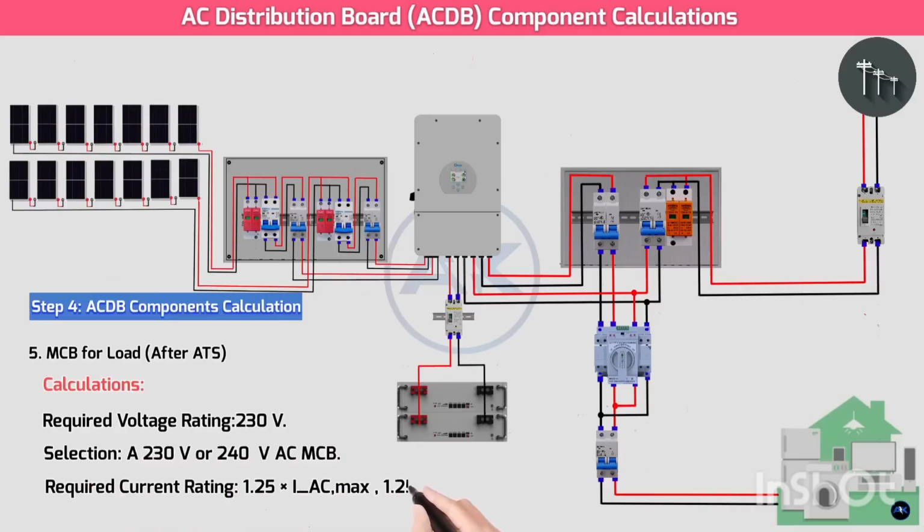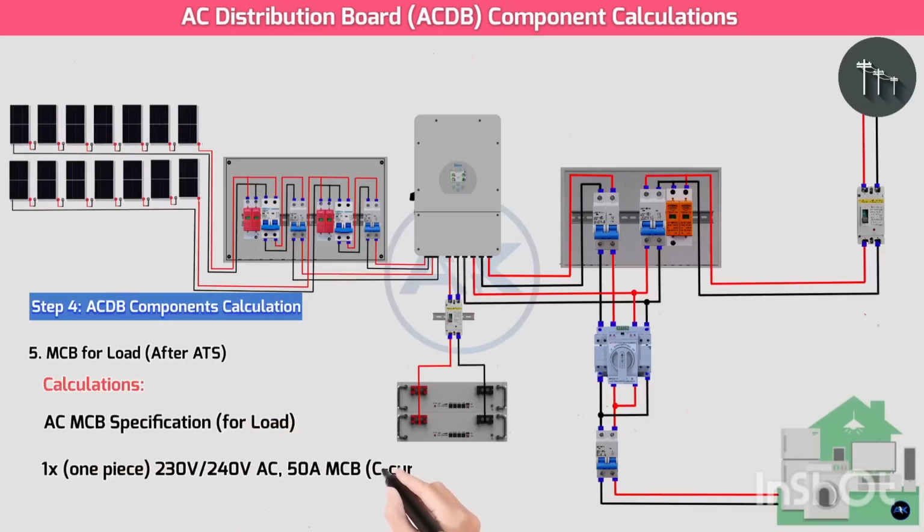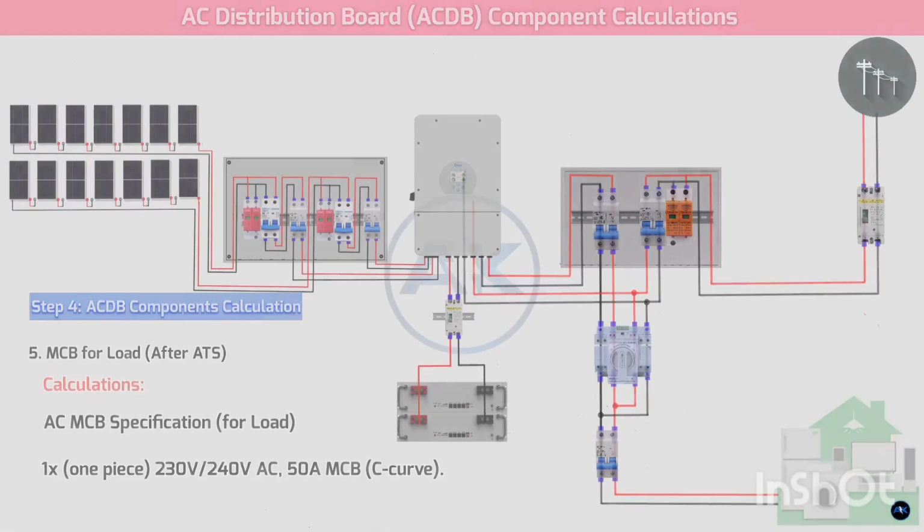Required current rating: 1.25 times IAC max, 1.25 times 34.78 amps equals 43.475 amps. Selection: a 50 ampere AC MCB. AC MCB specification for load: 1 piece, 230 volts/240 volts AC, 50 ampere MCB, C curve. This would be the main breaker feeding your critical load panel or circuits directly fed from the ATS. Individual circuits within that load panel would have their own smaller MCBs.